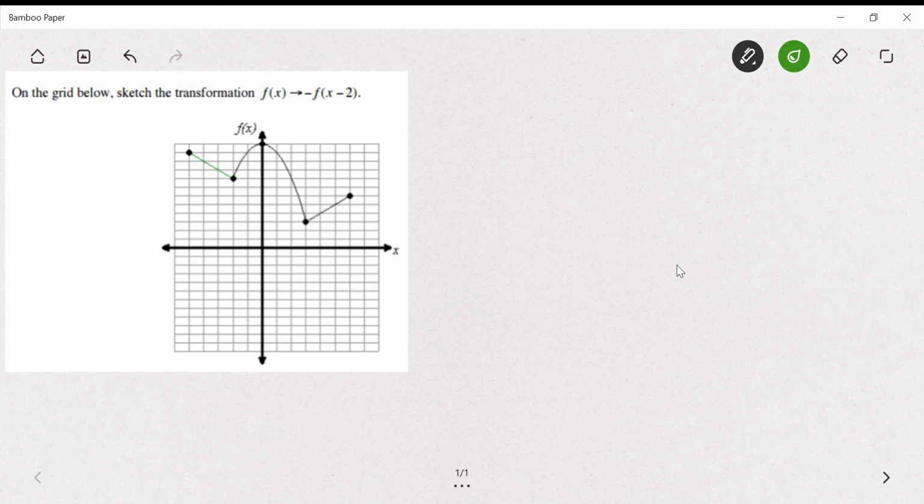Okay, so they've told us what's happened in the transformation. They've told us that we've started with y equals f of x, and we turn out getting y prime equals minus f of x prime minus 2.